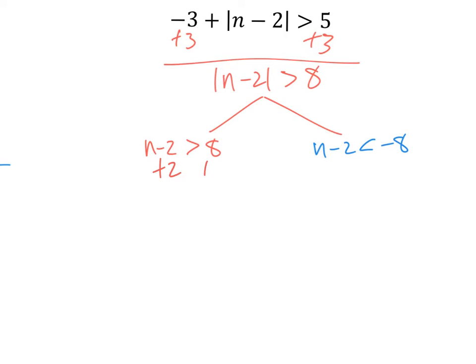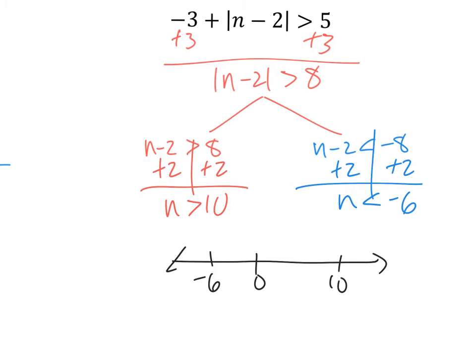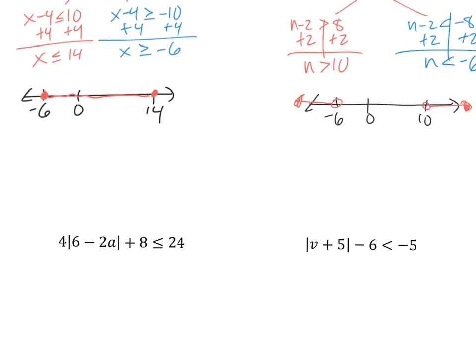So we'll add 2 on both sides. We get that n is greater than 10. Add 2 on both sides over here. Get that n is less than -6. Okay, so if we're going to graph these ones, we'll have -6, 0, and 10. n is greater than 10, so we'll have an open circle at 10, shade to the right, and an open circle at -6, shade to the left for n is less than -6, and that is our solution.